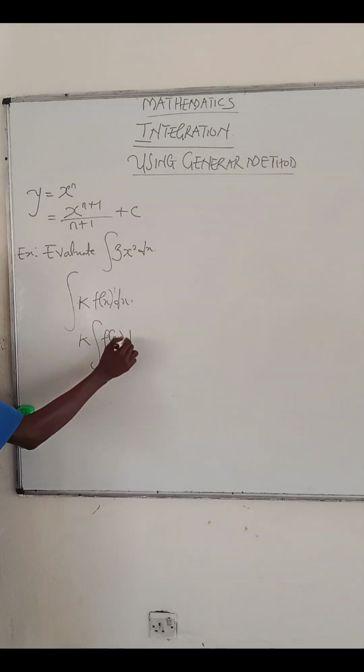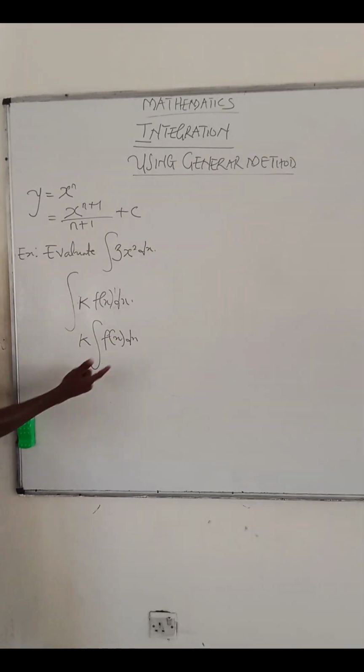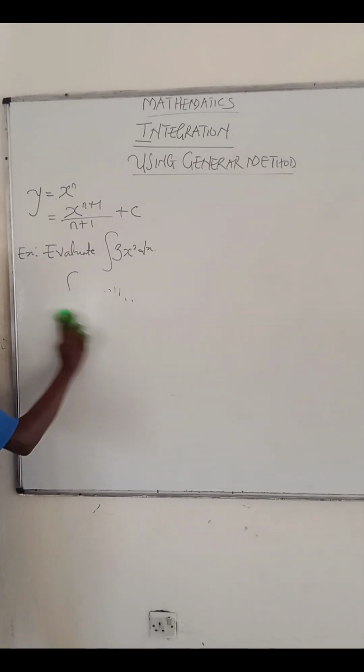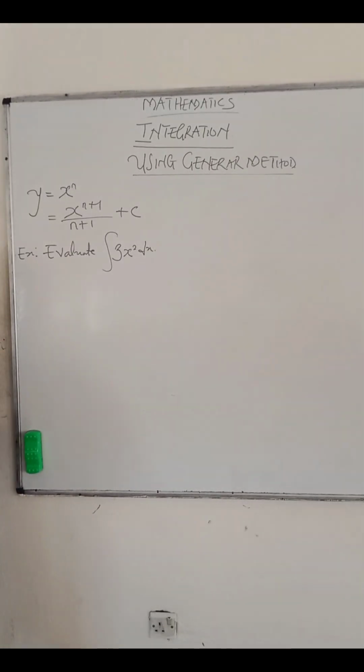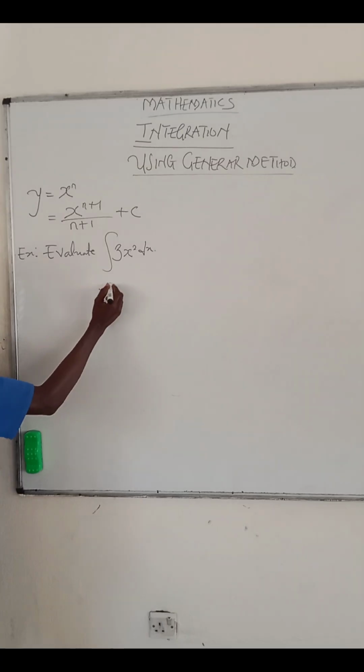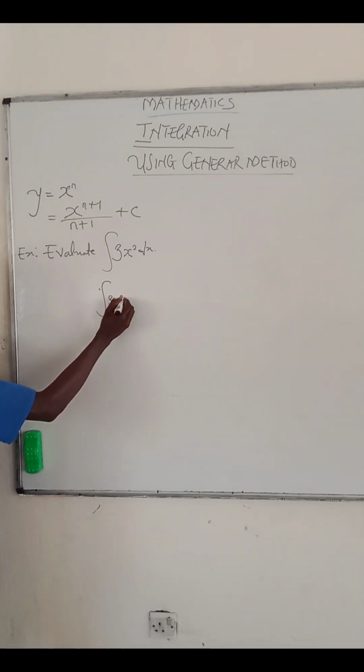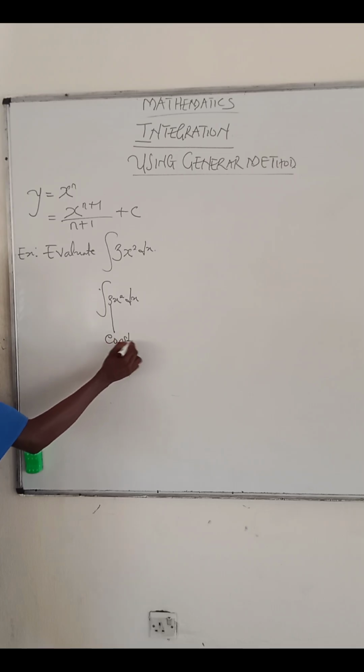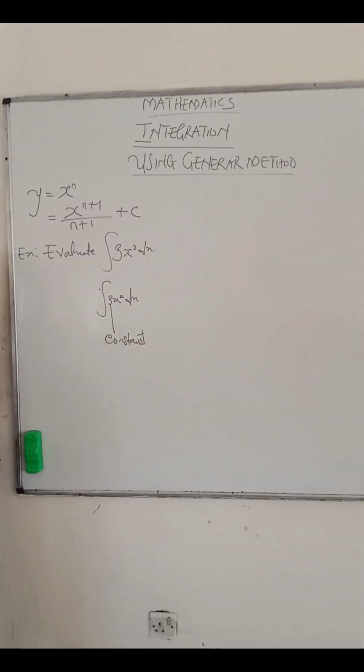F of s dx. I believe you know that. So that's what we are going to apply here. So now, if you look at this question, you can see the integral of 3s squared dx. 3 is a constant. Is that not so? Yes.